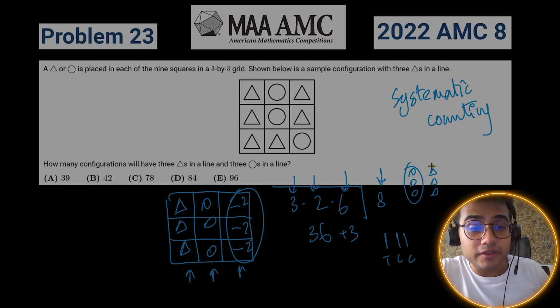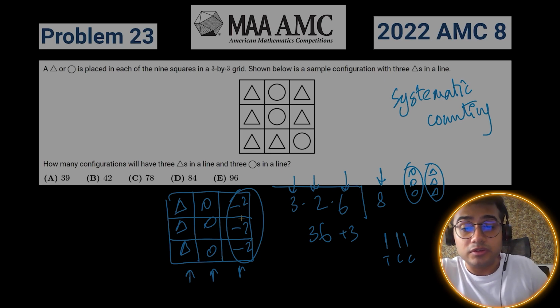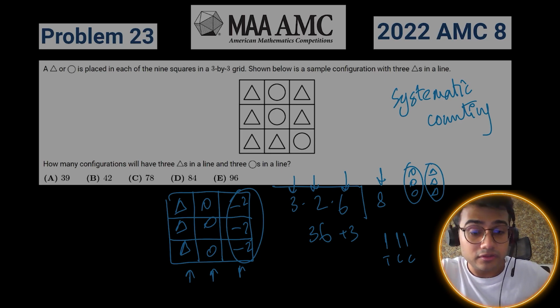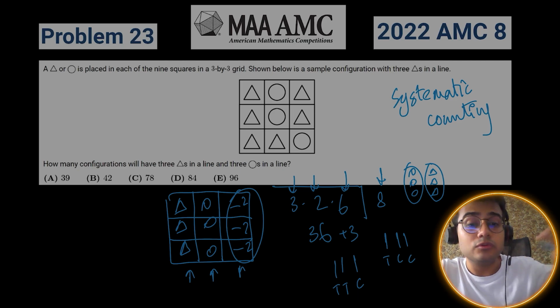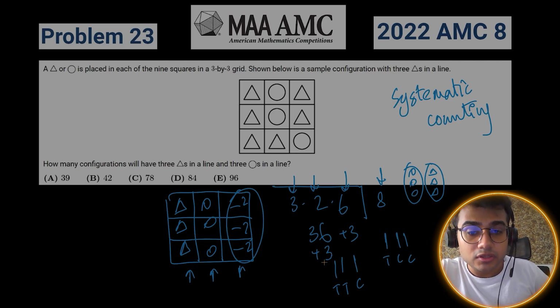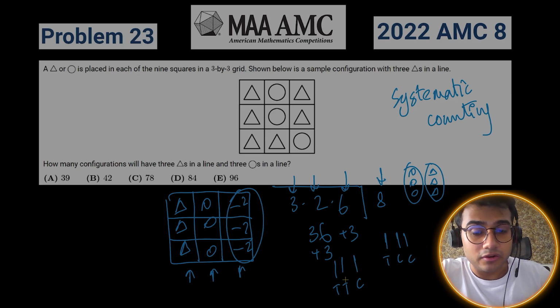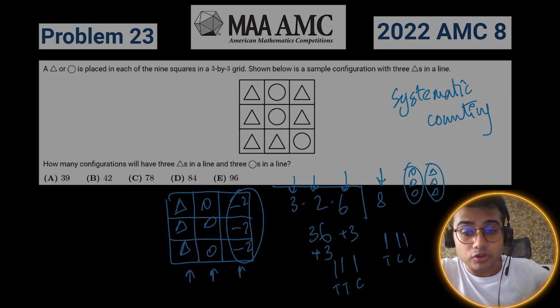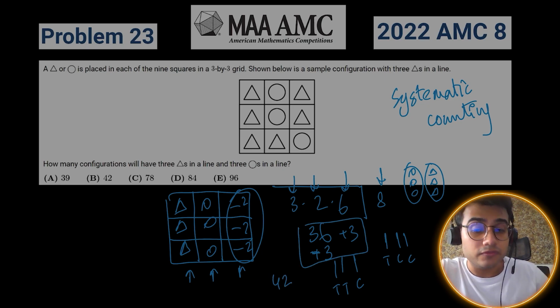And then if the last one is a line of triangles, then we'll have 2 lines of triangles and 1 line of circles. So there will again be 3 ways to arrange these three different configurations we can make out of these. So in total, for the column case, we will have 36 plus 3 plus 3, which is 42 possible configurations.